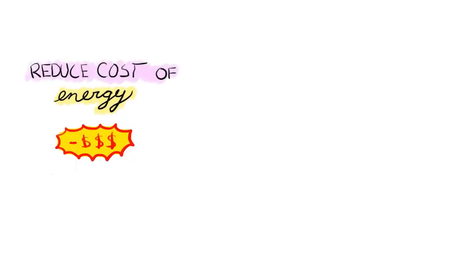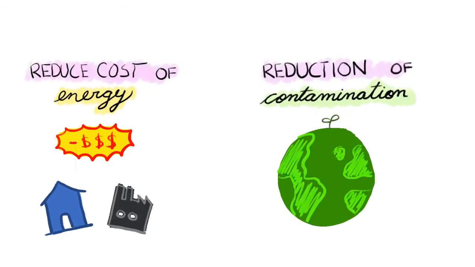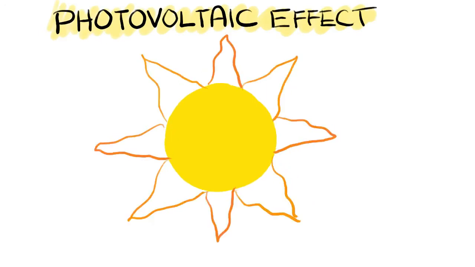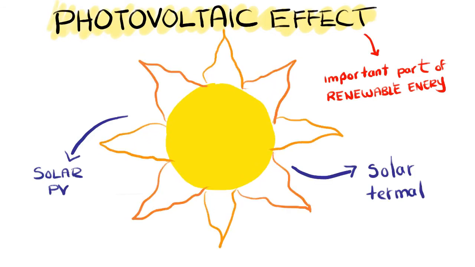To conclude this investigation, it is useful to know how the photovoltaic effect helps reduce the cost of energy in any household or industry, as well as the reduction of contamination that contributes to climate change in the world. The photovoltaic effect is a very important part of renewable energy, which is recovered from the sun and can be used through solar PV or solar thermal.